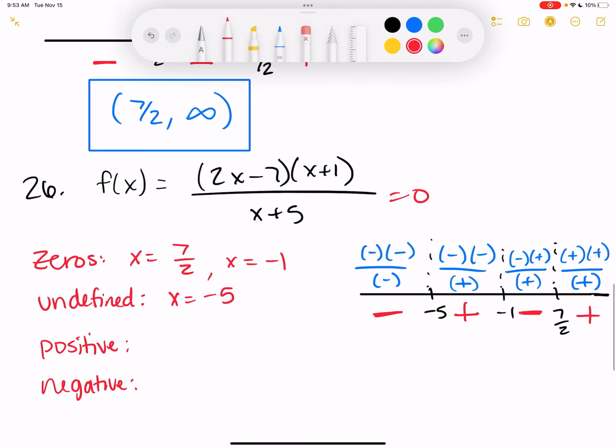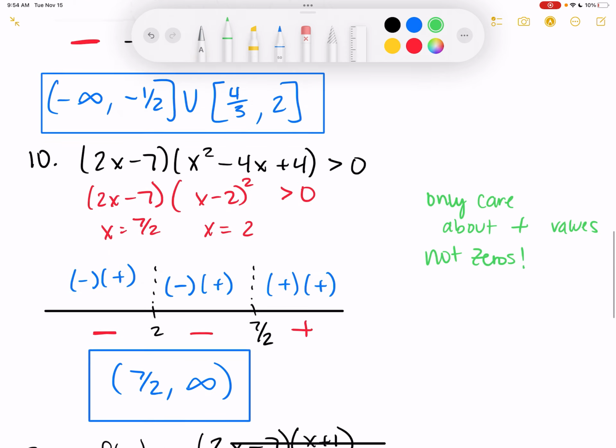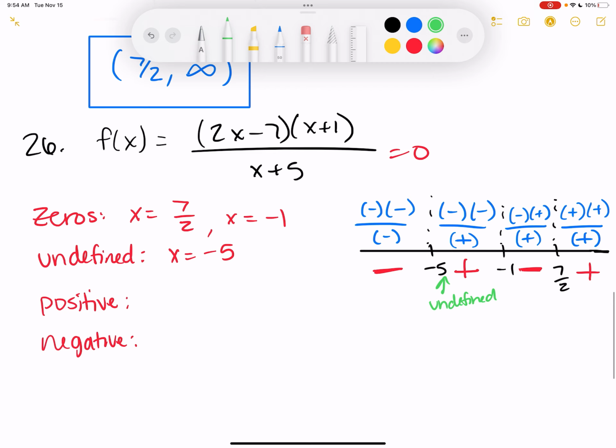So when you do this, I would make a note here that this is undefined, so that when you go to write your brackets, you don't accidentally include them if you had one that was less than or equal to or greater than or equal to. Obviously, this one's just an inequality, so we're not including those because those are zeros. But if it was an inequality, you would want to note where it's undefined.